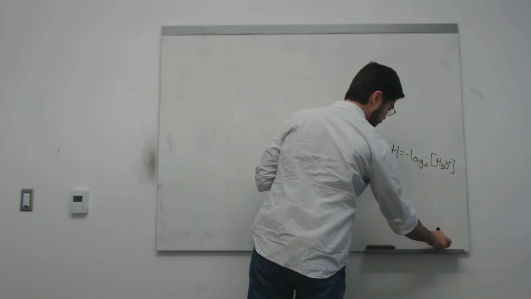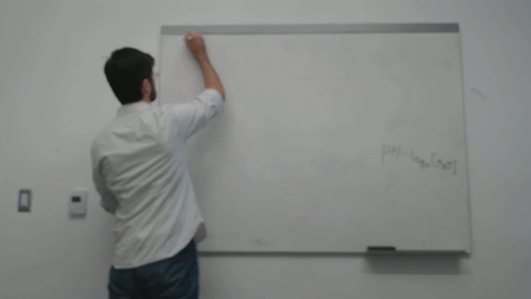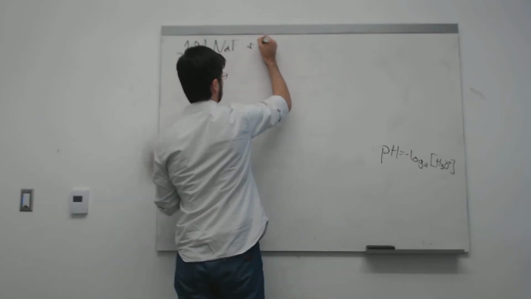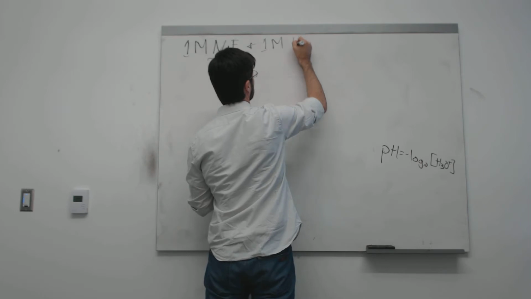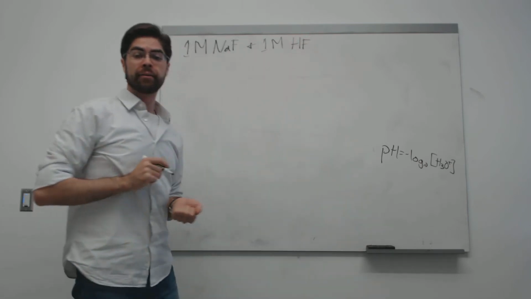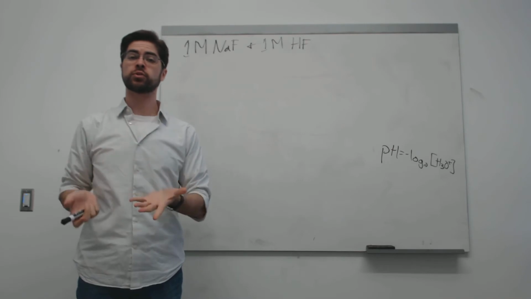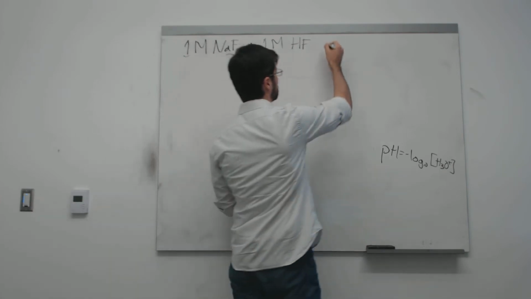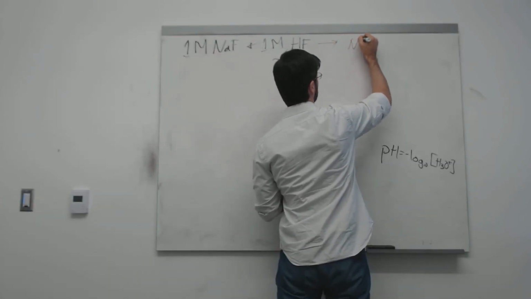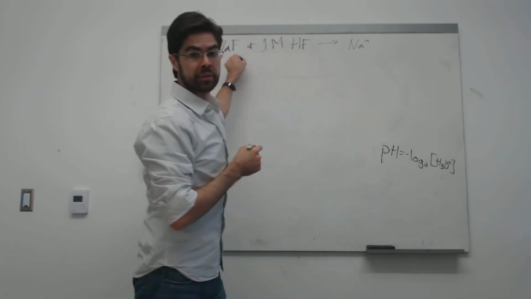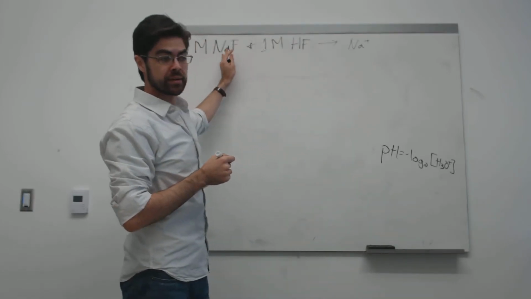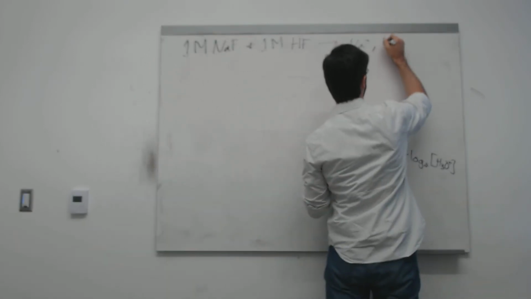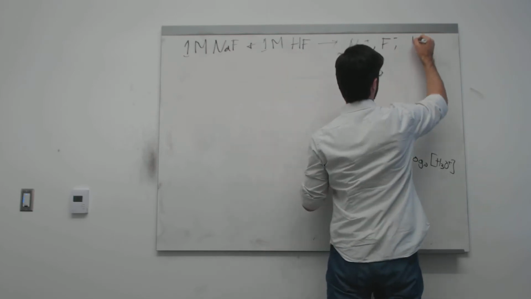So this was the last solution I looked at today, which was a solution of 1 molar NaF and 1 molar HF. So we take these two substances, we dissolve them in solution. What ions do we have present? Well, I'm going to have sodium ions. The sodium fluoride completely dissociates. It's an ionic compound. It will just dissociate into its constituent ions. I'll have fluoride ions, and I'll have HF molecules.